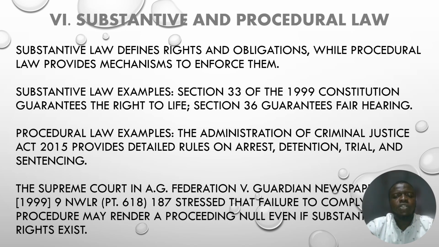Procedural law example, the Administration of Criminal Justice Act of 2015, like how you can sue a criminal from the beginning to the end. That's the administration of criminal justice. It provides detailed rules on arrest, detention, trial, and sentencing. So you see the criminal rules. They will arrest you, they will detain you, and they will give you trial, and then you'll be sentenced. The Supreme Court in this case, in AG Federation versus Guardian Newspaper, stressed that this is something.